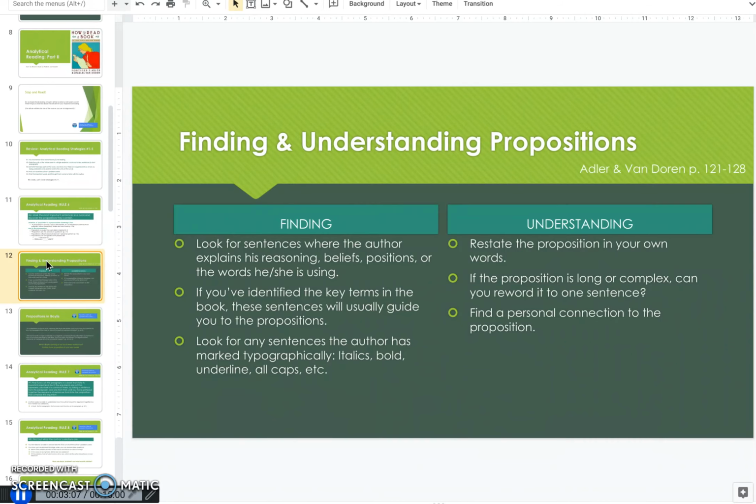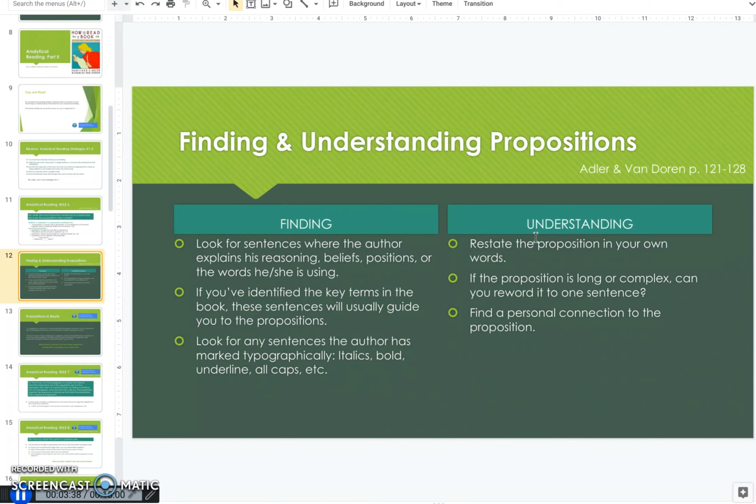All right, here are some other tips for understanding propositions. How to find them: look for sentences where the author explains his reasoning, beliefs, positions, or the words that they're using. If you've identified the key terms in a book, these sentences will usually guide you to those propositions. So remember, terms are the specific use of a word and how to define it. Look for any sentences the author has marked typographically. Maybe they've italicized it or bolded it or made it stand out in some other way.